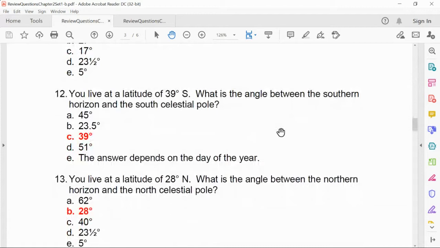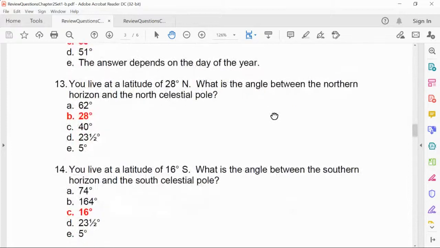You live at latitude 39 south. What is the angle between the southern horizon and the south celestial pole? That means for someone who is in the southern hemisphere, they measure their latitude relative to the south celestial pole. So the angle there is 39 degrees. This is done here just to reinforce the definition of what latitude is.